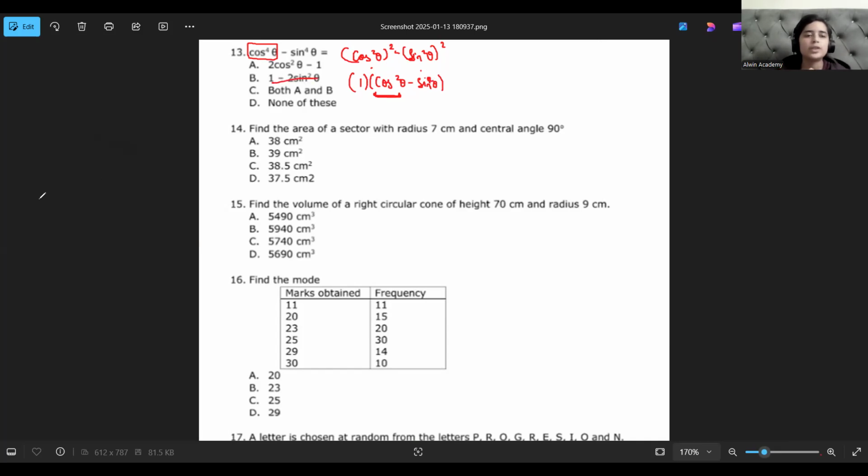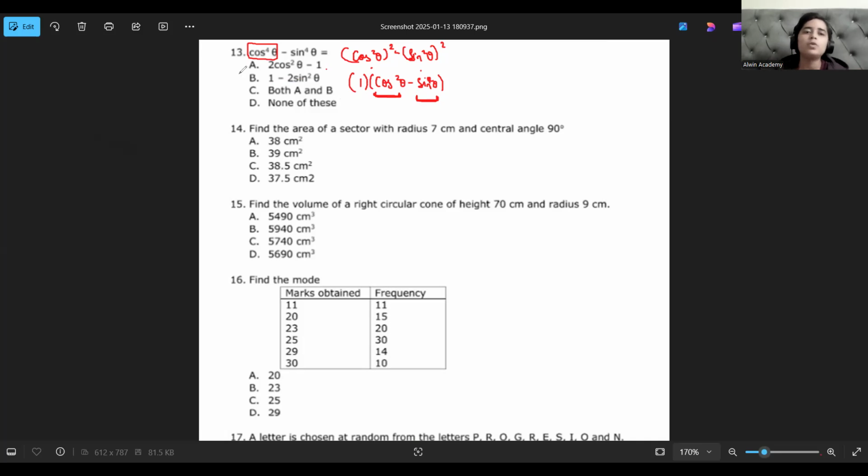But we must also check if option number A is correct, because we have both A and B as options. If I put in the value of sine square theta as 1 minus cos square theta, then we'll have cos square theta minus of 1 minus cos square theta. When the bracket opens up, we'll get cos square theta minus 1 plus cos square theta.